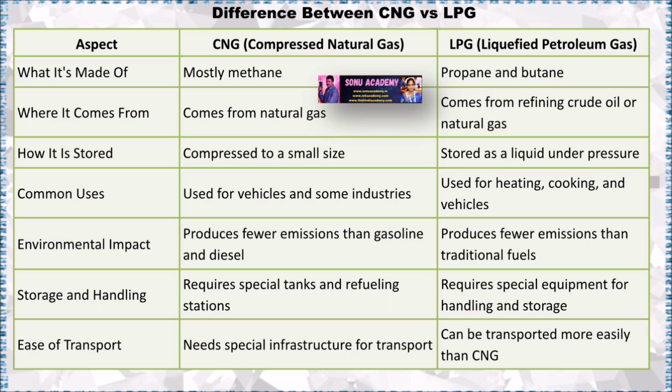Common uses: CNG is used for vehicles and some industries, whereas LPG is used for heating, cooking and vehicles. Environmental impact: CNG produces fewer emissions than gasoline and diesel, whereas LPG produces fewer emissions than traditional fuels.